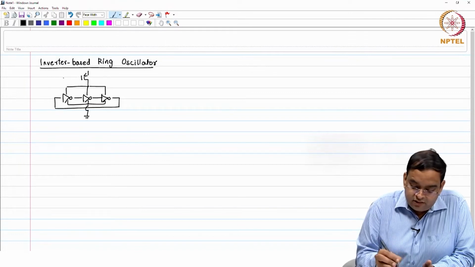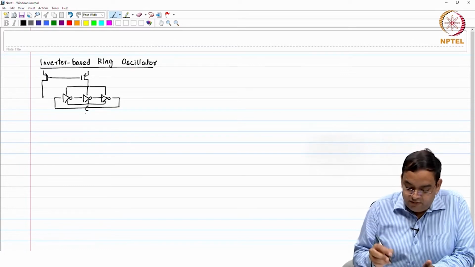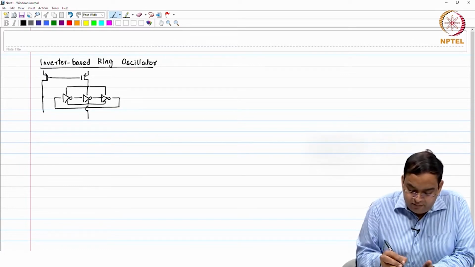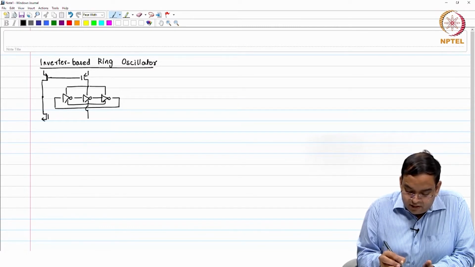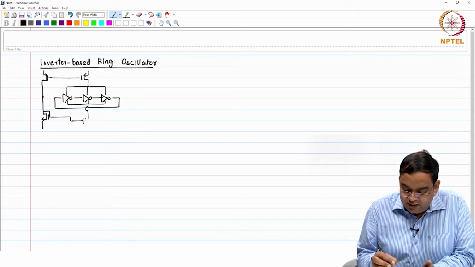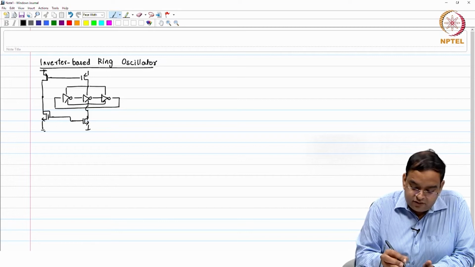So, we did this, and by the way, we controlled both the top and bottom. Here we applied a current mirror, and the current mirror was finally controlling the current. So, this was our V control.